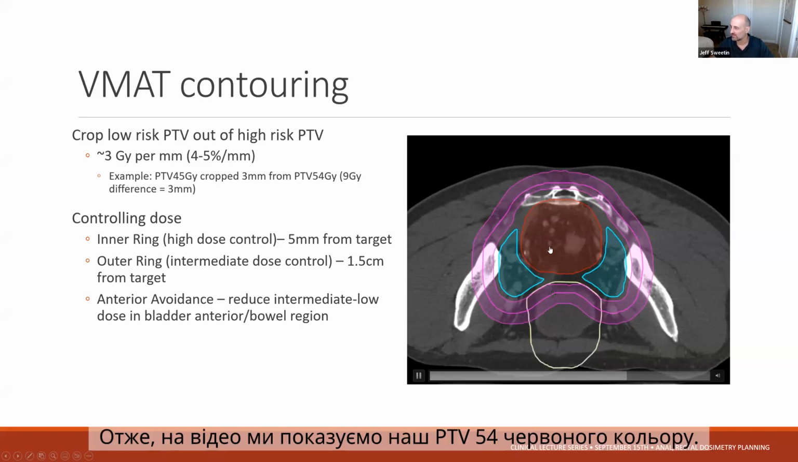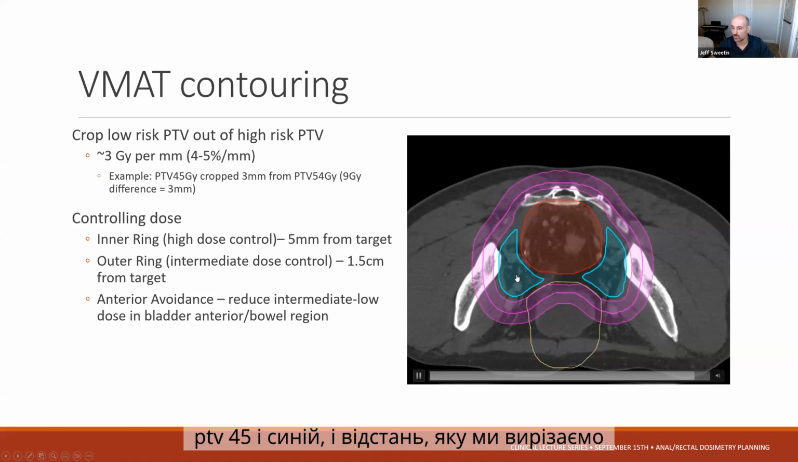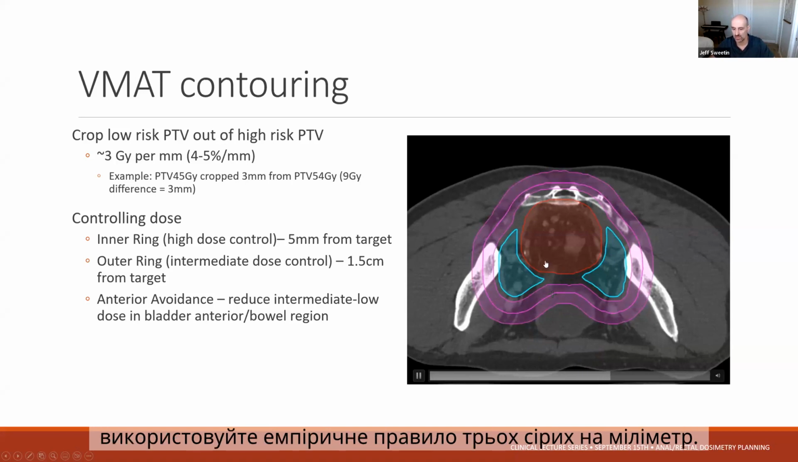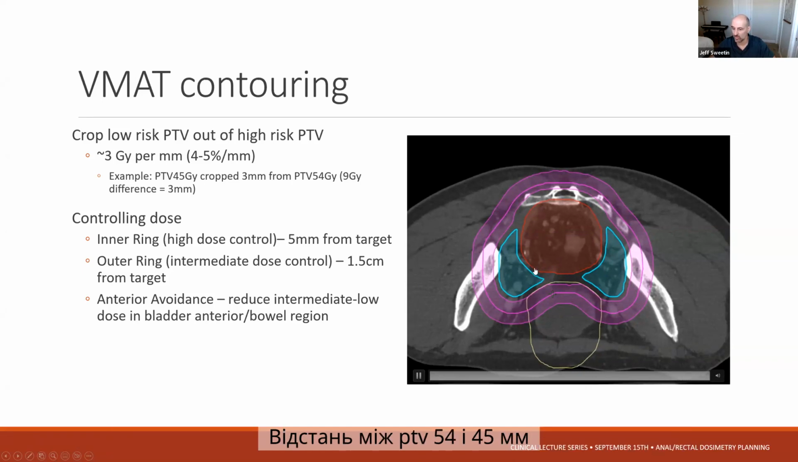So in the video here, we have our PTV 54 in red, PTV 45 in blue, and the distance that we carve away depends on the dose difference between the two targets, and we'll use a 3 gray per millimeter rule of thumb. So a 9 gray difference means that we'll have 3 millimeters of separation between the PTV 54 and 45.